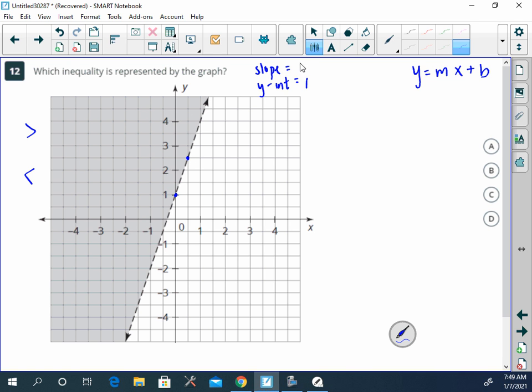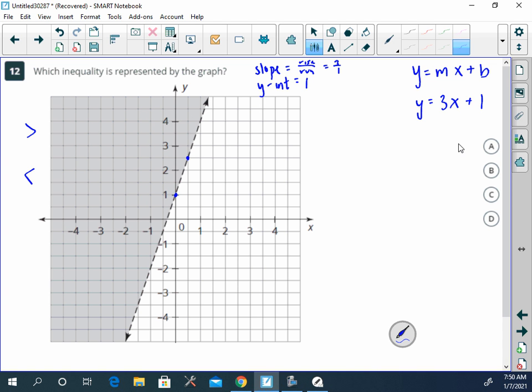So remember, your slope is your rise over run. And we're rising 3 and running 1. And this is positive because it's going up and to the right. You can see that it's going up, so it's a positive slope. So my equation is y equals 3x plus 1. So that's going to be the basis for my answer.